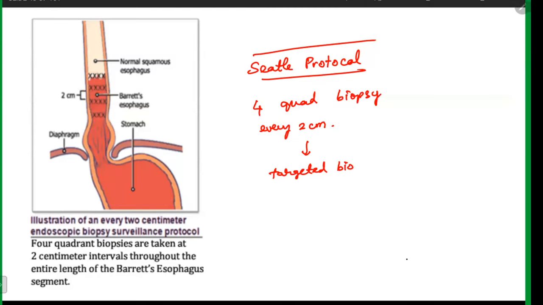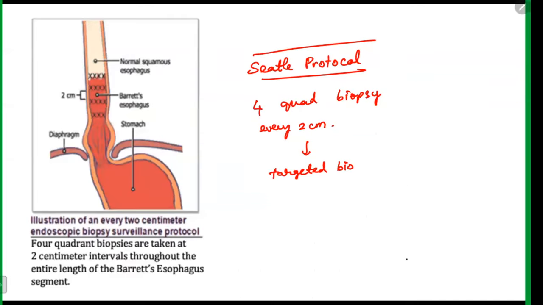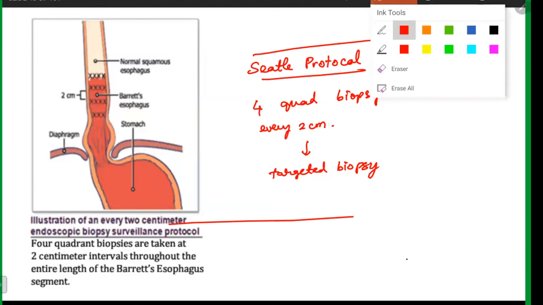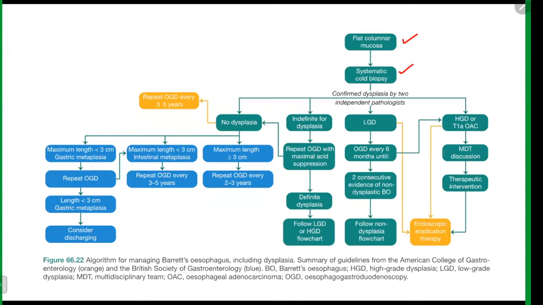Next one, what you are going to remember is this one. Flat columnar mucosa is going to be there. What you're going to do is go for the systemic cold biopsy. You're going to confirm the dysplasia by two independent pathologists. So you have three options.